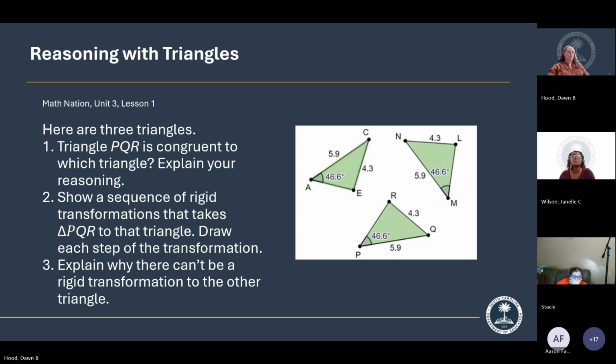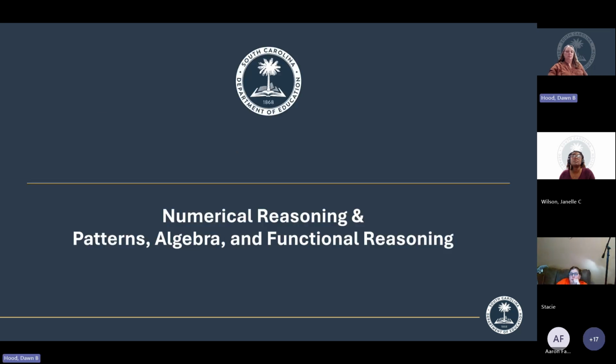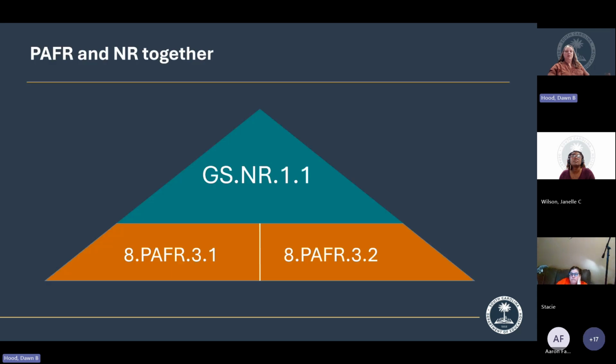All right. Numerical reasoning, moving forward. I paired numerical reasoning GSNR11 with our 8.NR 3.1 and 3.2. So NR11 for geometry is rewrite numerical expressions of irrational and rational numbers involving radicals, including addition, subtraction, multiplication, and division to represent geometric patterns.